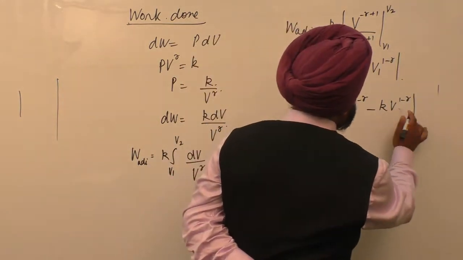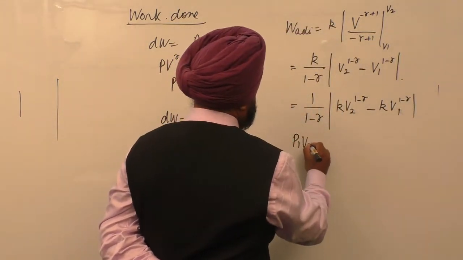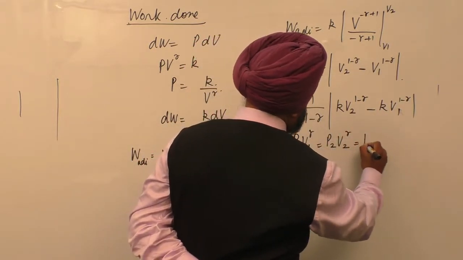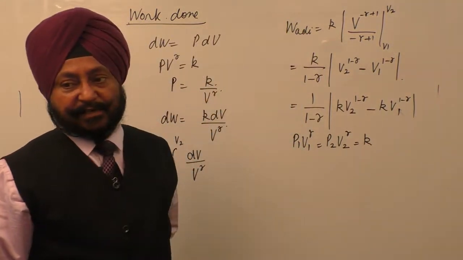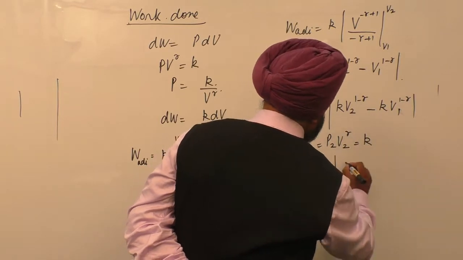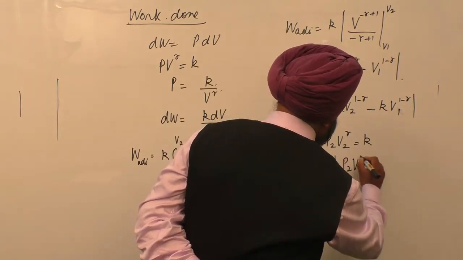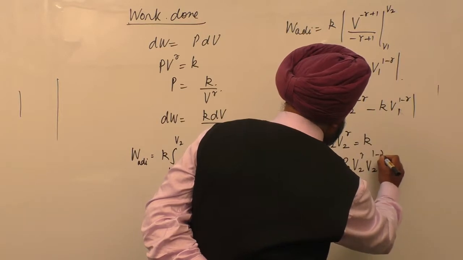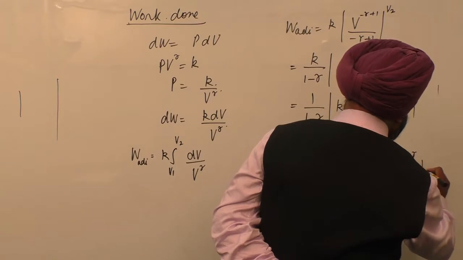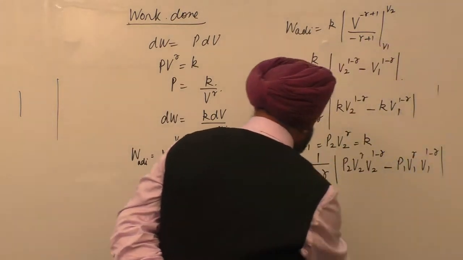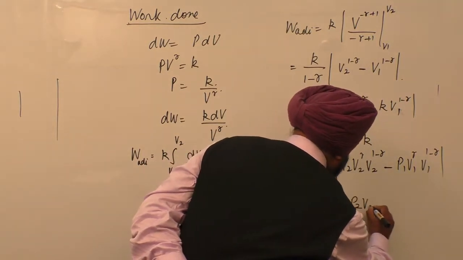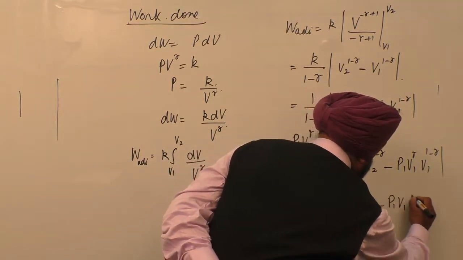But we know that P1 V1 to the power gamma should be equal to P2 V2 to the power gamma should be equal to constant. So K can be replaced by this. When you replace K, I will write 1 over 1 minus gamma, and here I will write P2 V2 to the power gamma times V2 to the power 1 minus gamma, and here I will write P1 V1 to the power gamma times V1 to the power 1 minus gamma. That gives me this relation. This will be P2 V2 minus P1 V1.